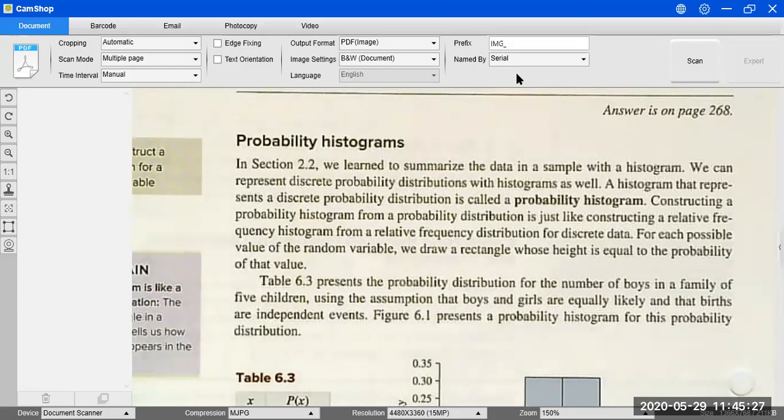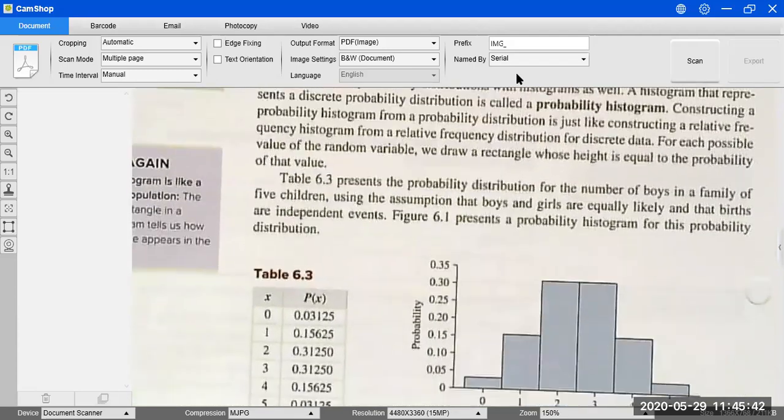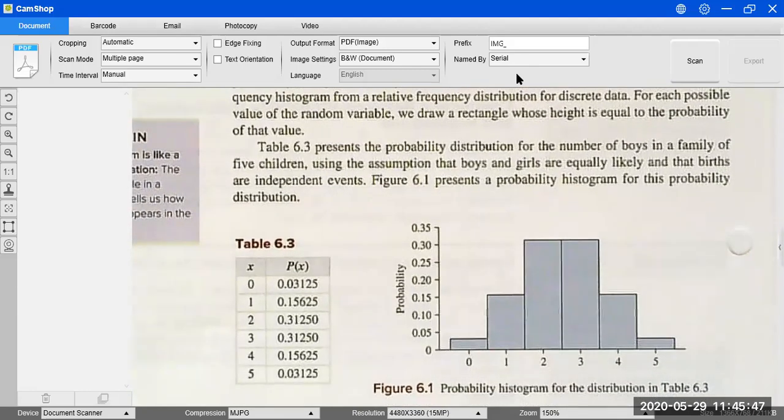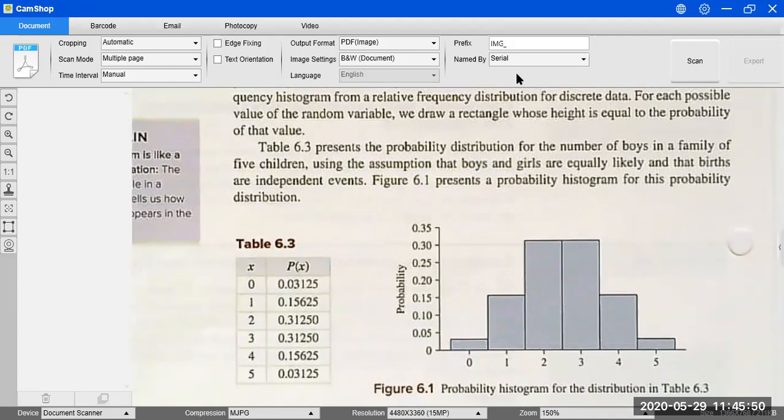So now we're going to continue with more work that we're going to do with the discrete probability distributions. The first thing is that we're going to construct some probability histograms. So we're going to use table 6.3 to get the histogram like the one that you see in figure 6.1. Table 6.3 is just the probability distribution for the number of boys in a family of 5 children, using the assumption that boys and girls are equally likely and that births are independent events.